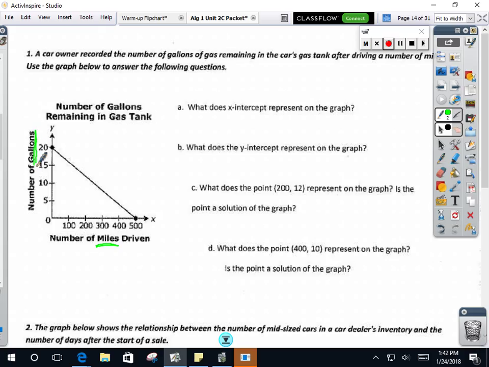Okay? So, A wants to know, what does the x-intercept represent on the graph? Well, what is the x-intercept? But, like, what is the actual x-intercept numerically? 500, 0, right? If you had to go to that point sitting on the x-axis, it's right 500 and then up 0. What does that mean in terms of this word problem? So after 500 miles have been driven, there's 0 gas remaining.